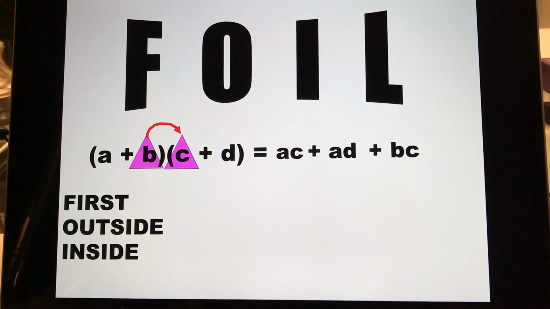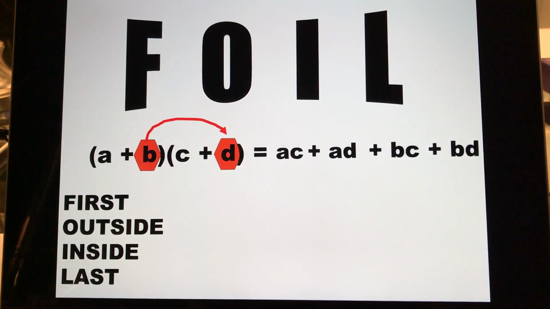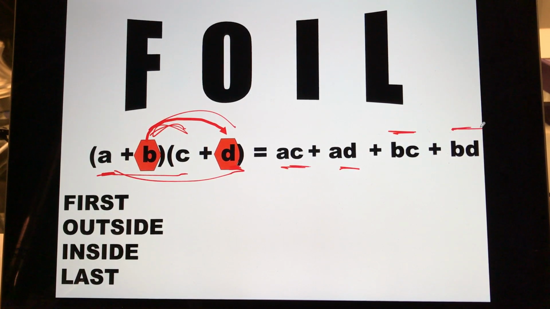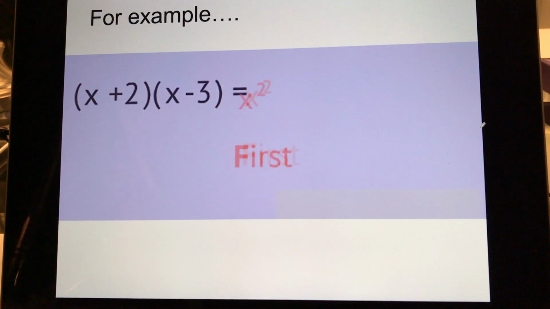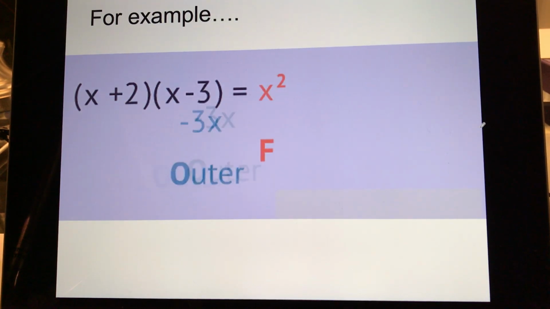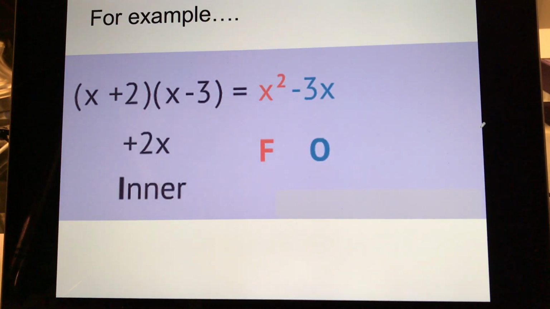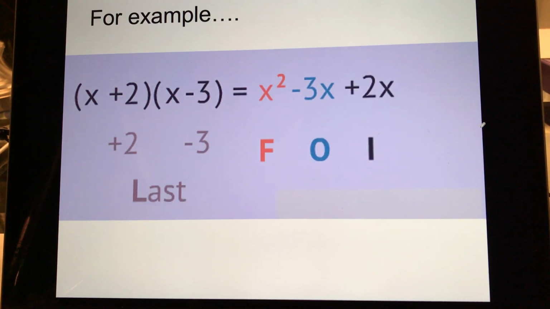The I stands for inside. I multiply the inside terms. And the L stands for last. I multiply the last terms. It's really the same thing. It's the double distributive property, right? I'm going A times C, there it is. A times D, there it is. B times C, there it is. And B times D, there it is. Here's a quick illustration of that. Outer or outside, the inside terms, and the last.